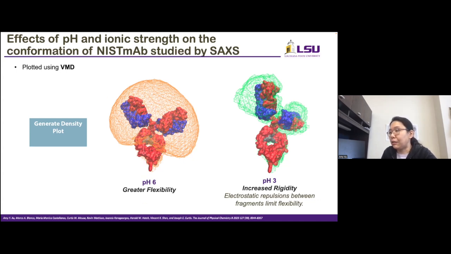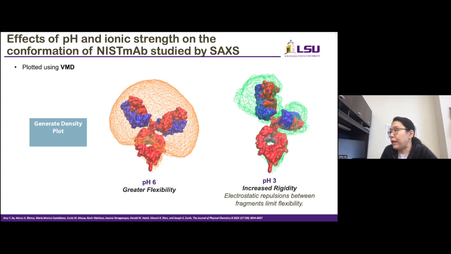However, this is in contrast with what we have got for pH 3 conditions. At pH 3, the Fab domains can only rotate in certain ways. In the density plot we generated for pH 3, the Fab regions can only rotate around this region or that region. That means at pH 3, your antibody has increased rigidity, meaning reduced flexibility. And from the zeta potential measurements, we know at pH 3 and low ionic strength, the antibodies are heavily charged.